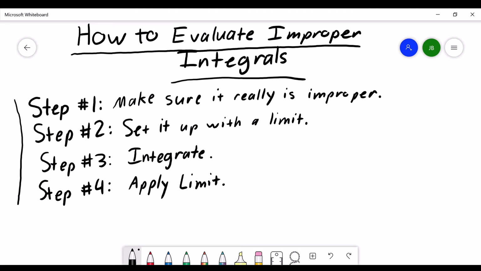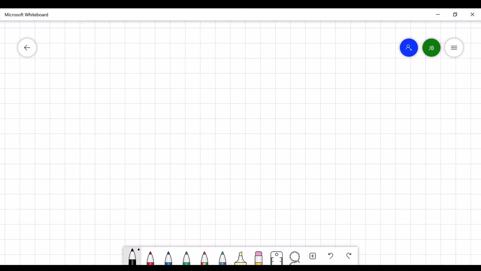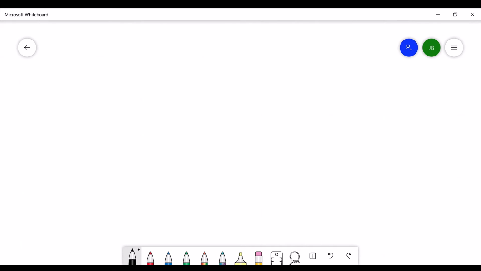Hi everyone, TXtutor here. Today I'm going to teach you how to evaluate improper integrals. To evaluate improper integrals, we have 4 steps. Step 1, make sure it really is improper, as in it does not exist or one of the limits is infinity. I'm about to work an example so then you'll fully understand. Step 2, set it up with a limit. Step 3, integrate. And step 4, apply that limit. Let's work an example. That's my favorite way to explain things.